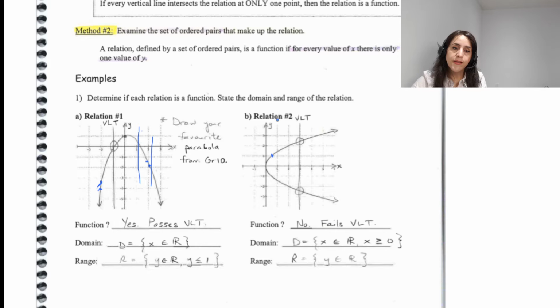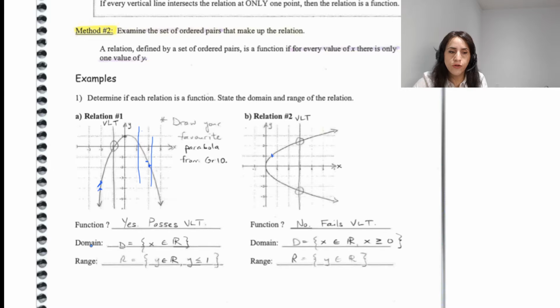However, for the other example here, relation 2, if I check the vertical line test, for every vertical line that I put, I'm going to have 2 intersection points. Then this graph is not passing the vertical line test, or is failing the vertical line test. Then this is not a function. It is just a relation. I'm going for domain and range.